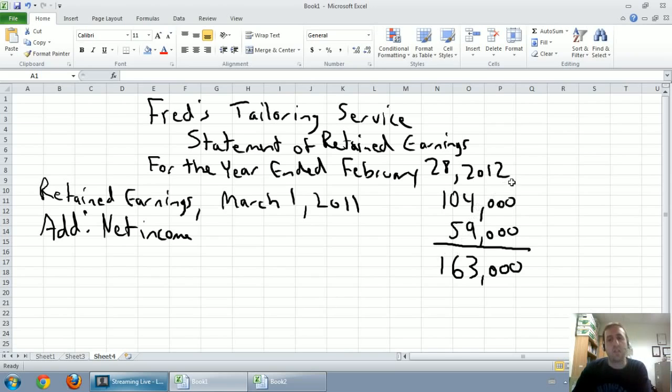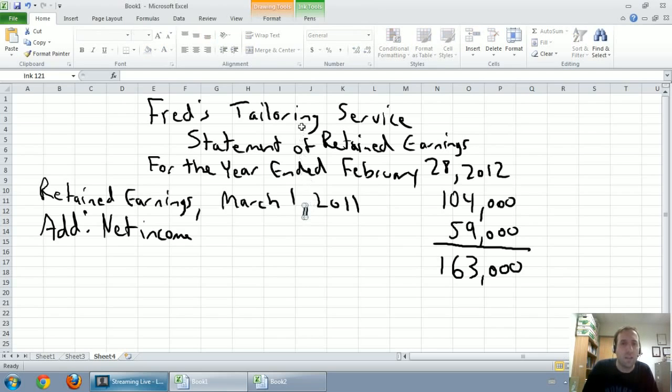But retained earnings says this is the amount of money we're keeping in the company. The word retained means keeping it in. Earnings means income. So it's saying this is the net income we're keeping in the company. Well, when Fred pays himself a dividend, he's taking money out of his retained earnings. So we always will be deducting dividends here.